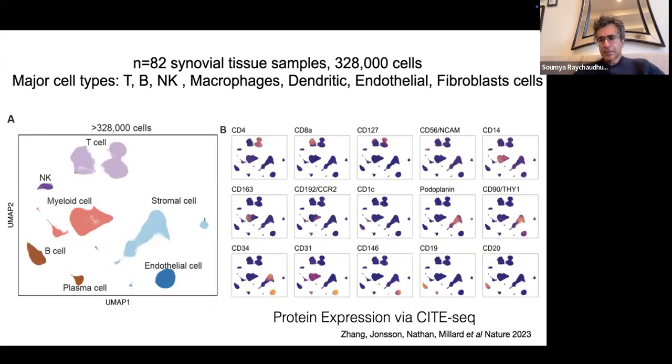So working with the AMP-RA-SLE consortium, we assayed 82 synovial tissue samples and obtained data on 328,000 cells.